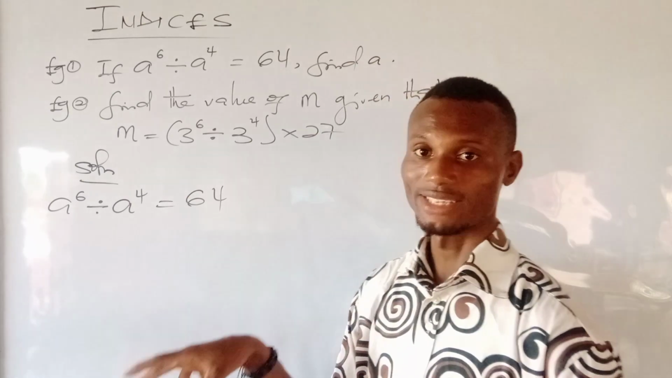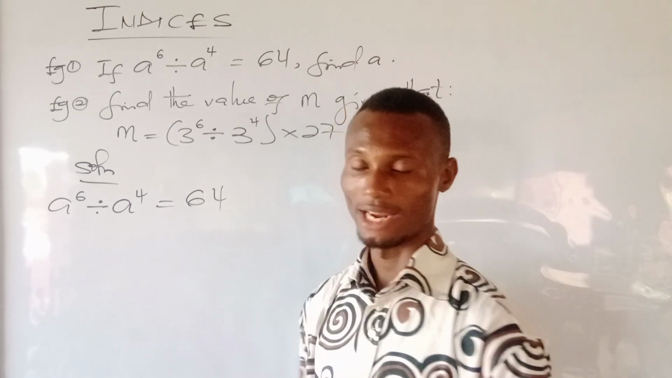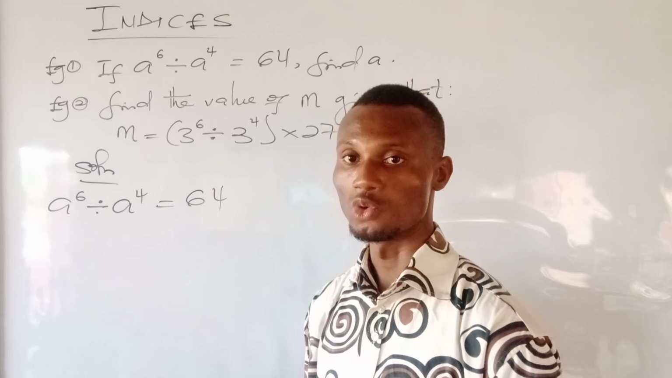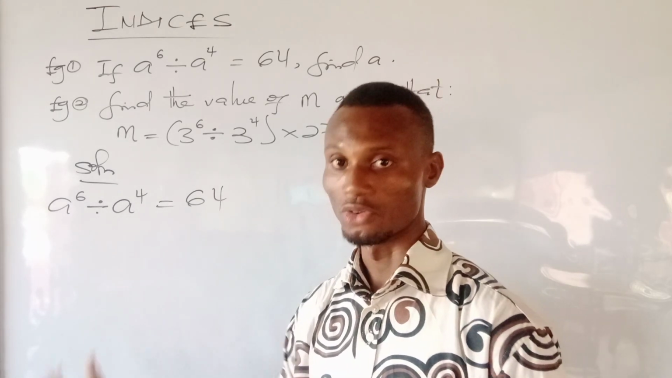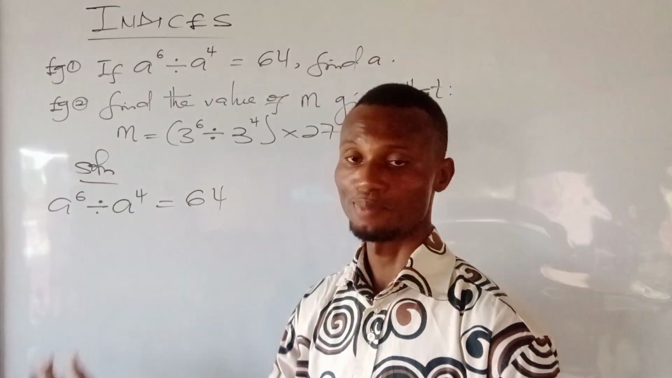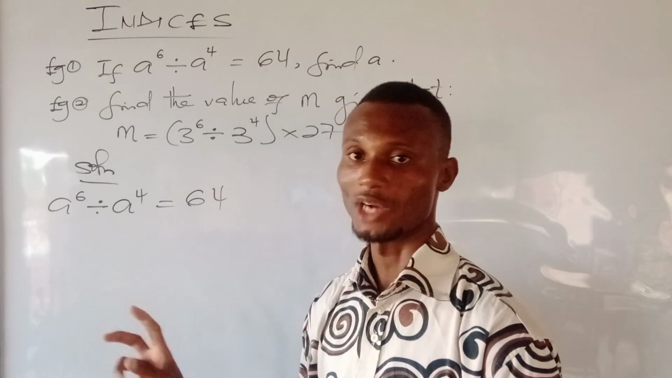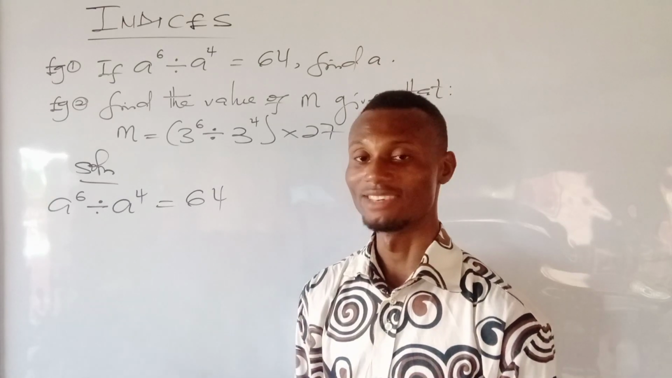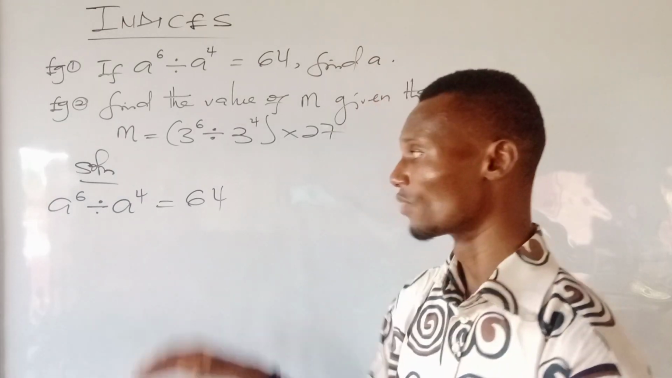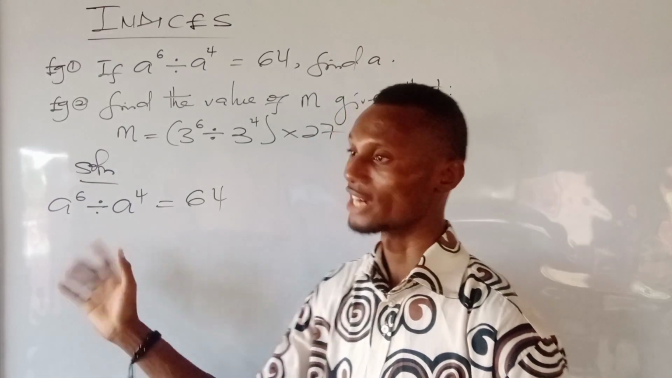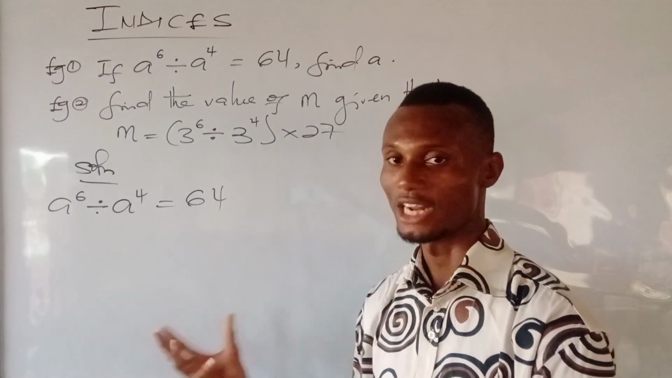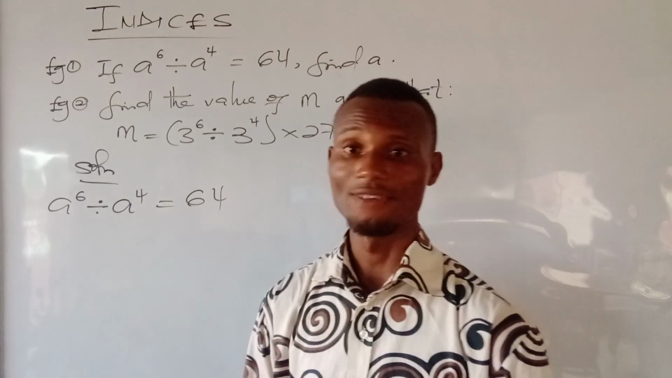The law says that if the bases are the same and they are dividing, what we do to simplify it is that we pick one of the bases, then we subtract the powers. That's the division law of indices. So that's what you have to do here. We use that law to simplify this one, then we equate it to 64, then we continue to solve for the value of a.